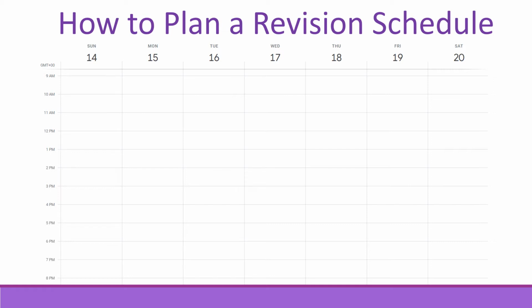Here is an example of something that your planner might look like. So you can see on the left hand side I have got the time of the day. It is useful to be able to have the times of the day down the left hand side so you can split your day up into exact hours, so you know what you are going to be doing at each hour in the day.